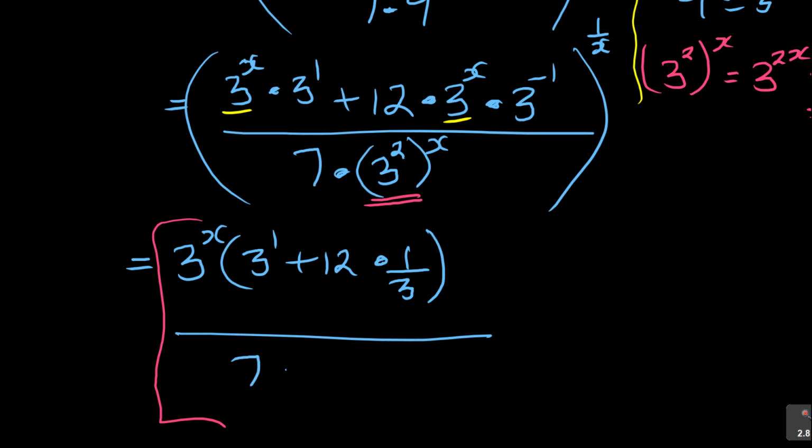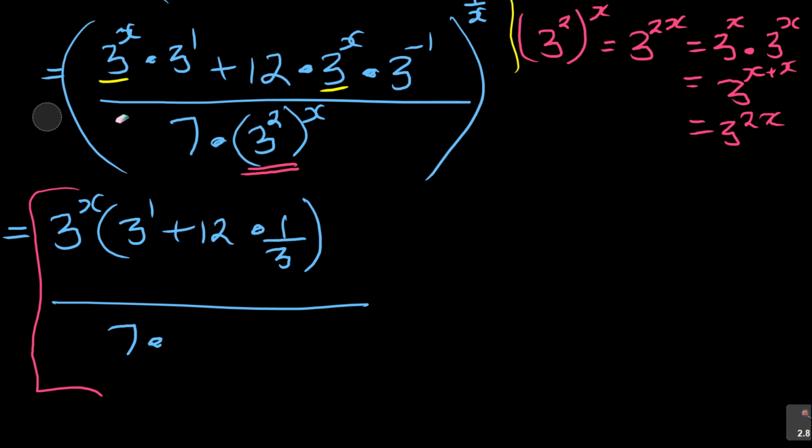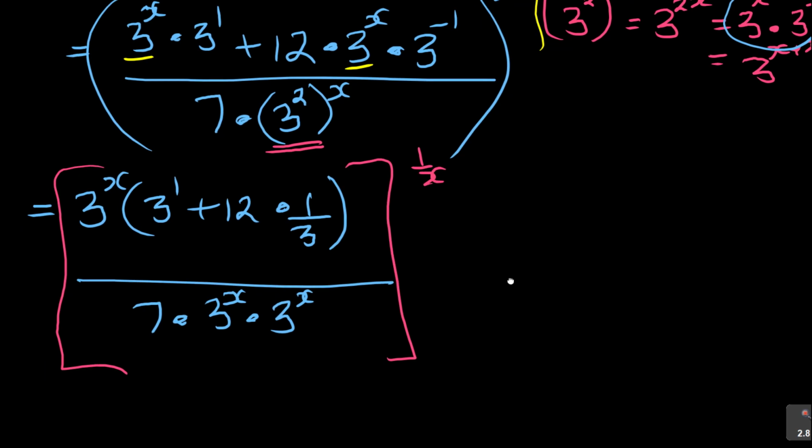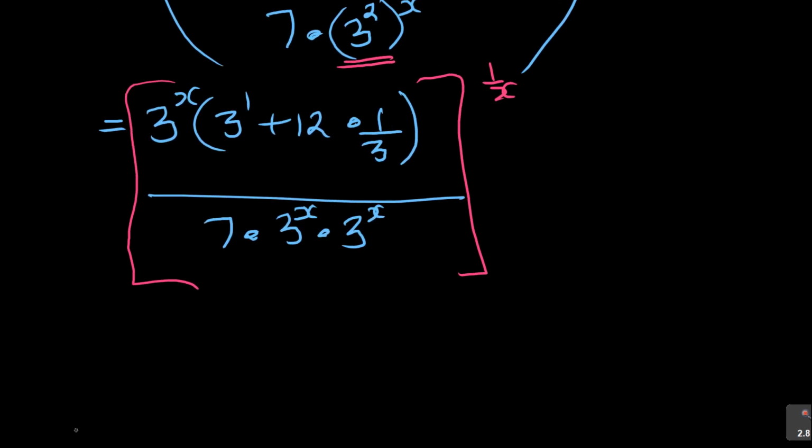Over 7 times, then I use that concept here. I want that one here, which is 3 to the power of x times 3 to the power of x. There it is. That's what I want there. And then from there, that's when I have this over 1 over x as an exponent. See, if it continues, look at this. This guy can go and this guy can go.